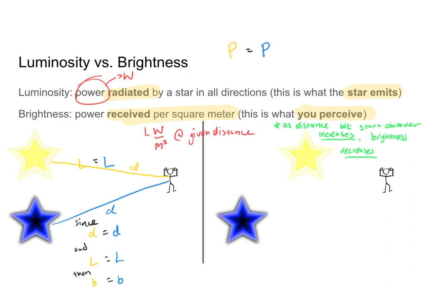Now, if you were asked an IB question to show or explain whether the luminosity was the same or whether the brightness was the same, for brightness, you would be expected to give this explanation.